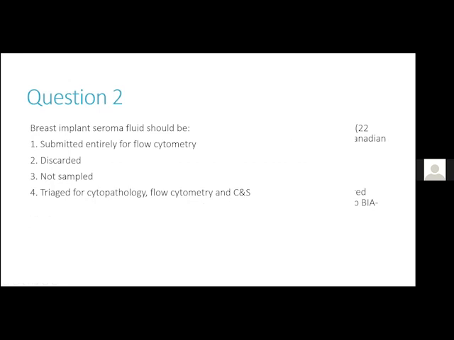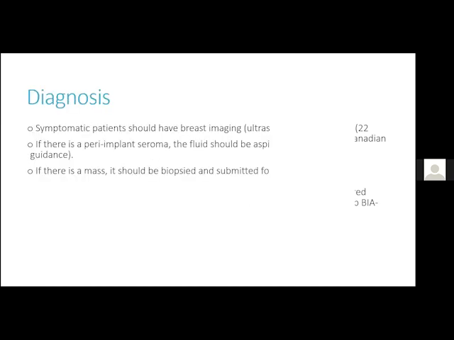So I'm going to pause for another question. Breast implant seroma fluid should be: 1, submitted entirely for flow cytometry; 2, discarded; 3, not sampled; 4, triaged for cytopathology, flow cytometry, and culture and sensitivity. So number 4 is coming, Penny. Good. This is an easy one. Yes. Okay, there's no room for a wrong answer.